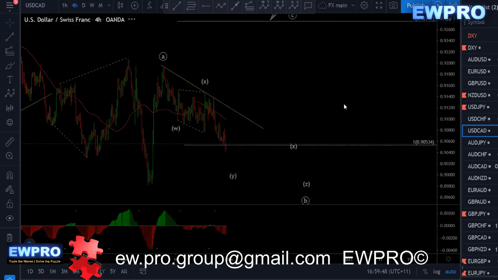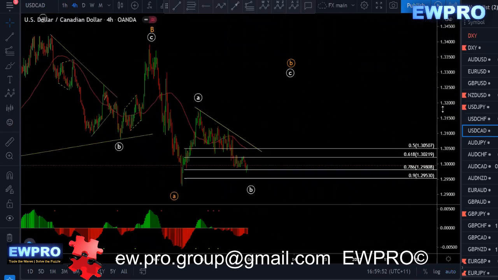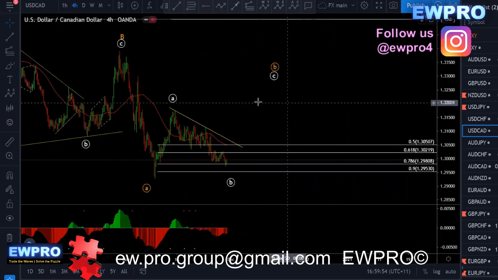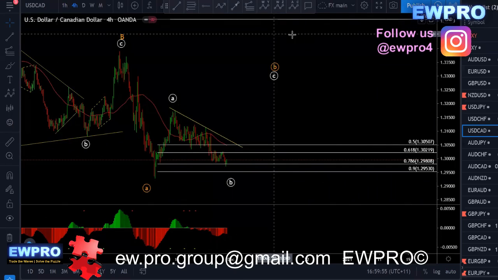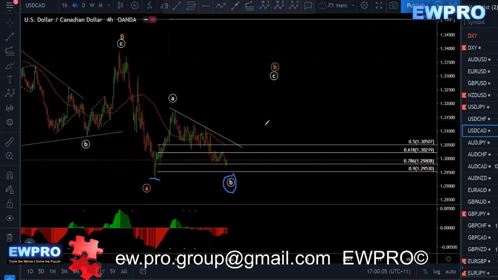UCAD. UCAD, I'm looking for this. I'll put this idea out too. I'm looking for this A, B, C. Again, this low can be broken in a B wave. So you have to wait for your setup.